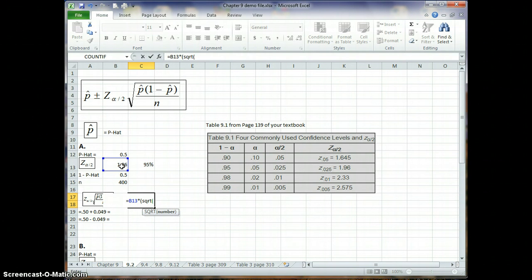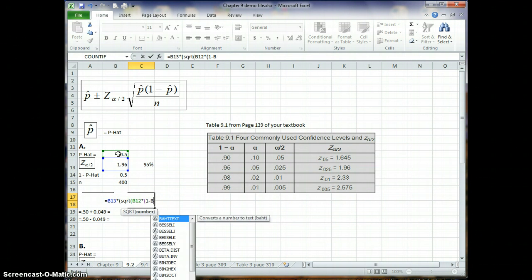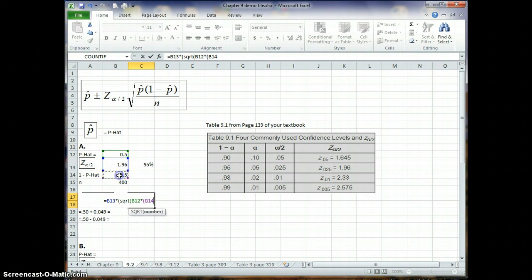and then inside there it's going to be p hat times 1 minus p hat, oh wait, I've already got the 1 minus in there, so I could just go right here, B14, and then divided by the n, which is the 400, and close the parenthesis.